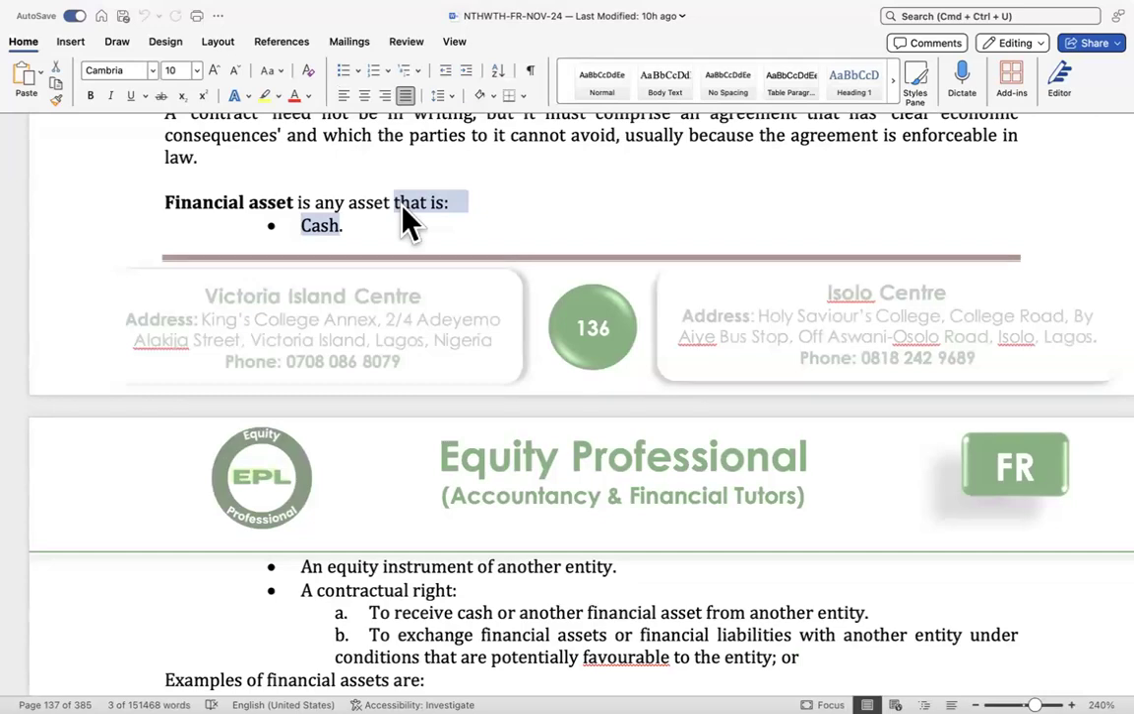So why is it a financial asset? Because the standard says it's a financial asset. So I can't really point to a particular reason why cash should be classified as a financial asset, because it's just part of the definition of a financial asset. That financial asset is cash. That is what we have to know in reporting.